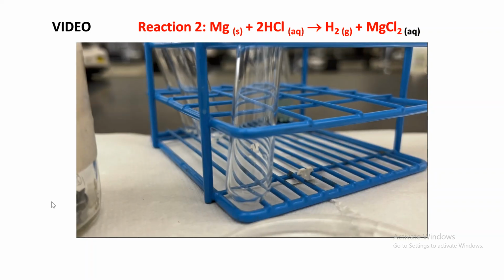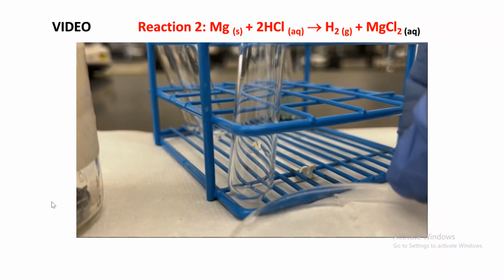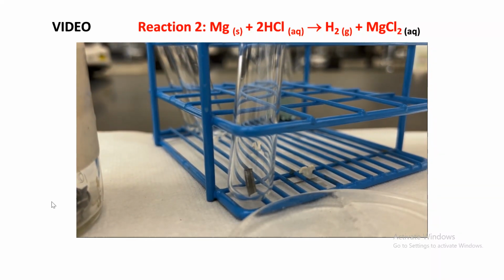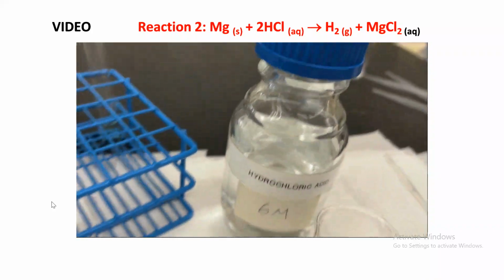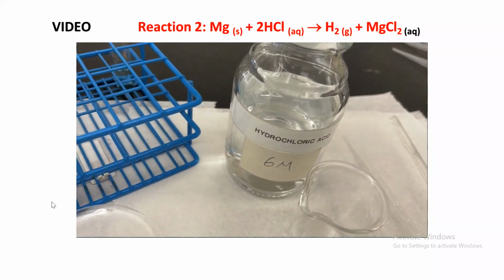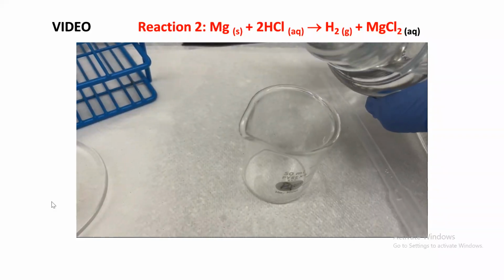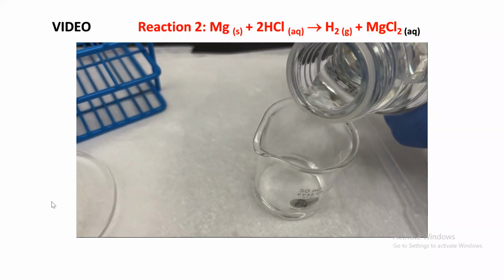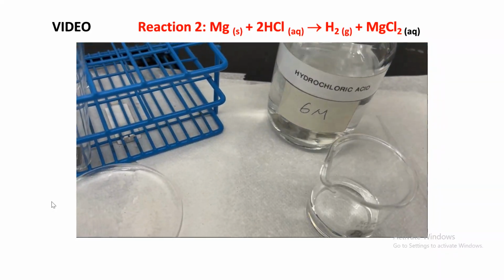So in this reaction, we're going to take a piece. Again, magnesium is our reactant. So as you can see, it's a strip. It's metallic. It's a solid. And the hydrochloric acid is a very strong acid, and it's the acid found in your stomach. All of us have stomach acid, and that's the reason why the food gets digested in our body.